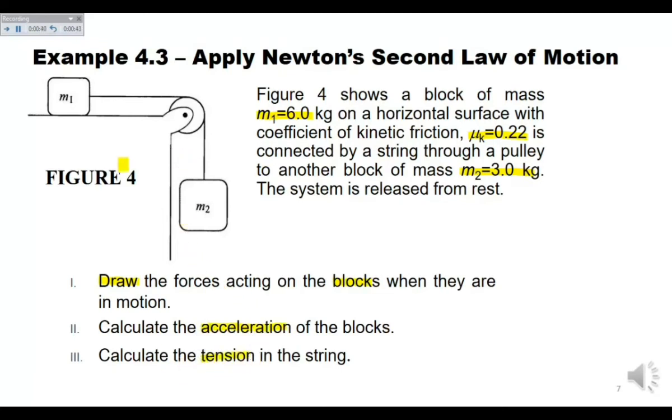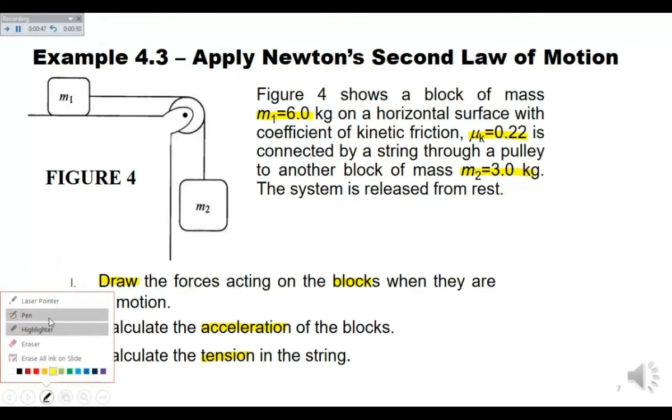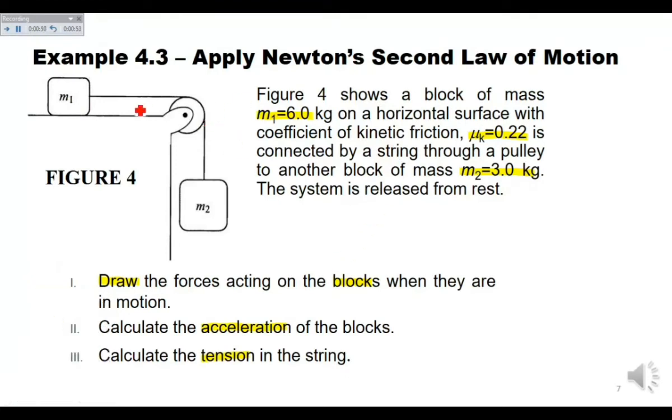Okay, so kalau kita tengok dalam gambar ni, block M1 and M2 is being connected by one rope, sebab dia pakai pulley system. Since ini adalah pulley system, tali kat sini dengan tali kat sini adalah tali yang sama. Kalau block ni in motion, dia akan bergerak macam mana? M1 akan bergerak ke arah kanan, dan M2 dia akan turun. Ini motion of the block, ke kanan dan turun ke bawah. So acceleration untuk M1 akan ke arah kanan dan acceleration untuk M2 akan ke bawah.